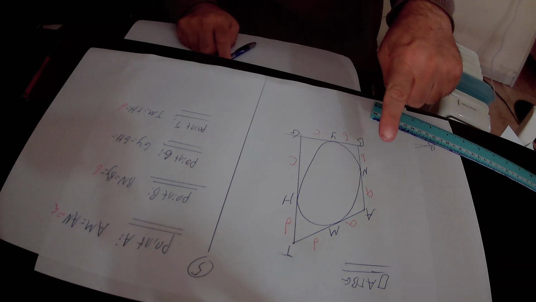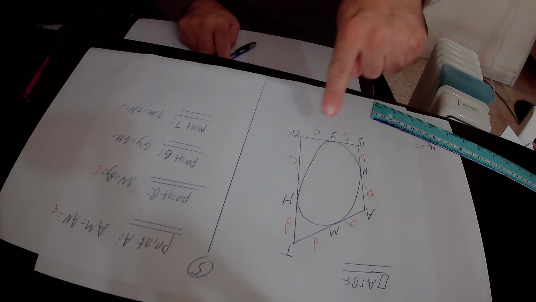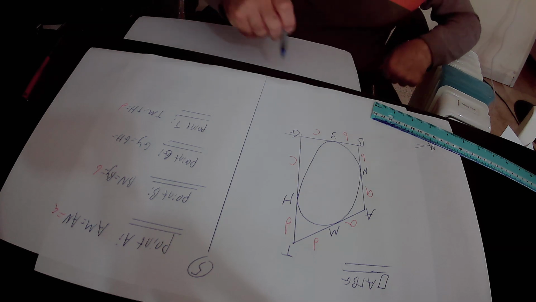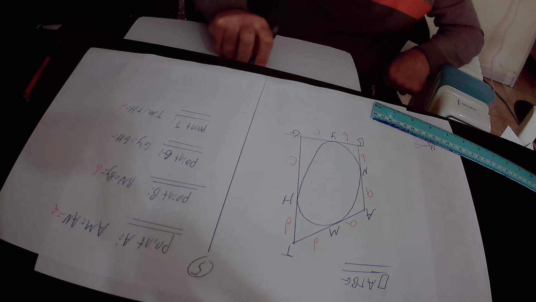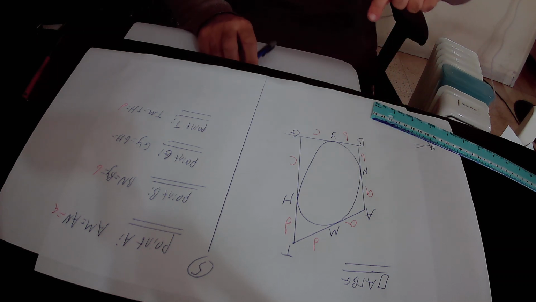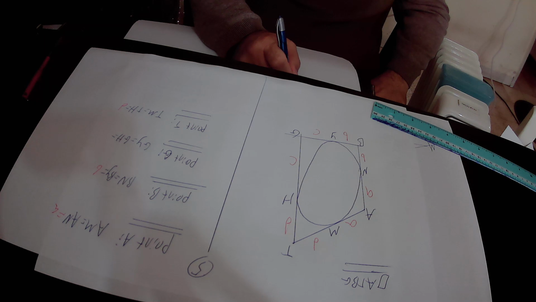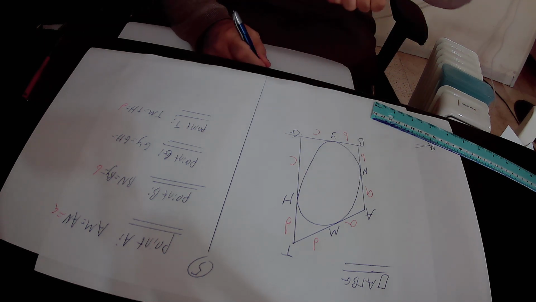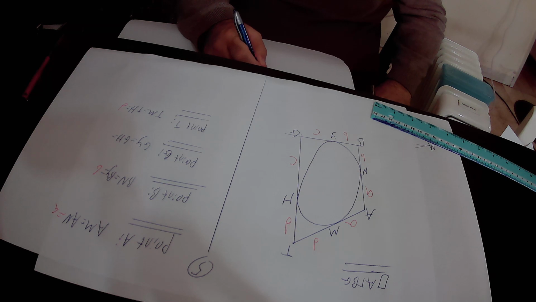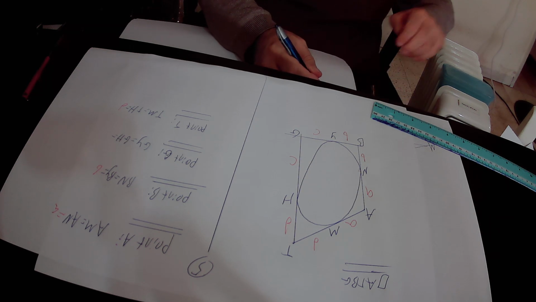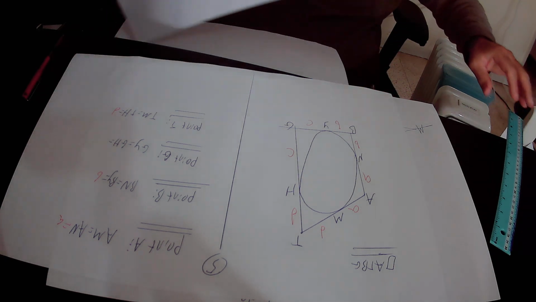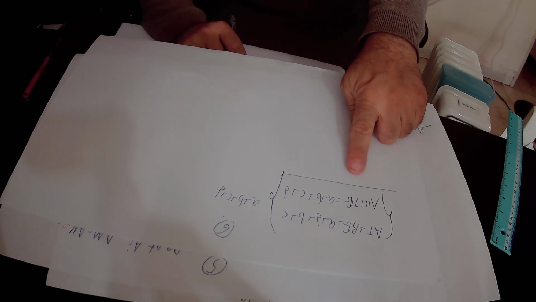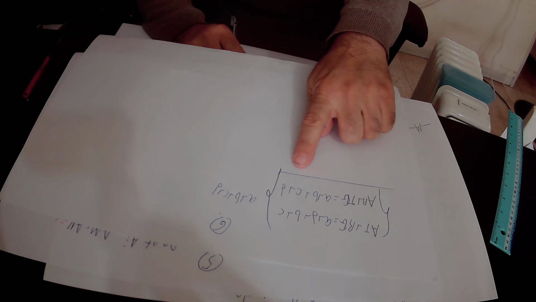In the next step, we will add side AB to the opposite side, TG. So AB plus TG. AB equals A plus B, and TG equals C plus D. In conclusion, we found out that AB plus TG is also equal to A plus B plus C plus D.